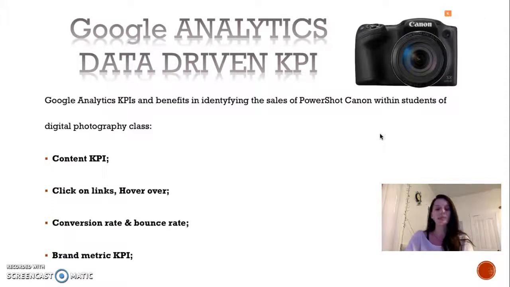And last but not least, the brand metric KPI will allow us to make a comparison between the interest of students through the bounce level, as well as the acquisition quantity of Canon PowerShot as opposed to Nikon B500 via traffic over a period of time, which means how many students are buying Canon PowerShot over Nikon B500.